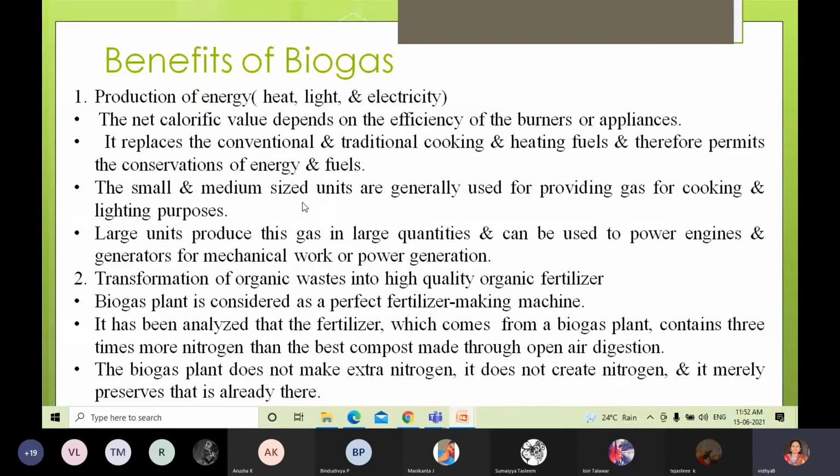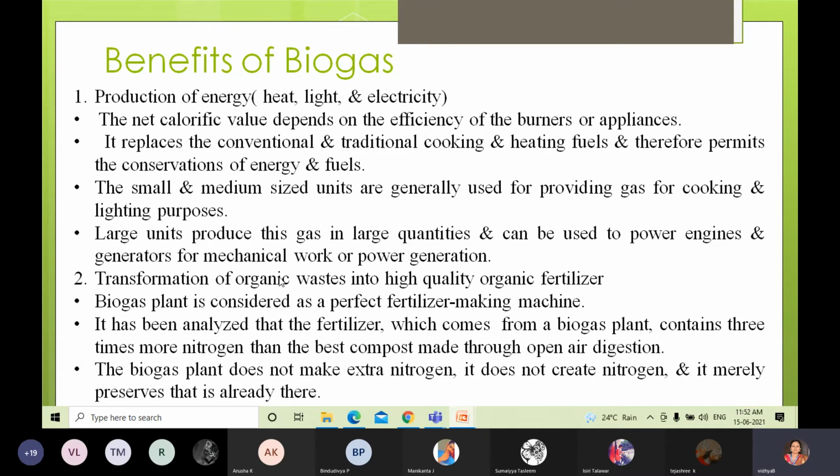The small and medium sized units are generally used for providing gas for cooking and lighting purposes. Large units, that is the output we get from the biogas, produce gas in large quantities, and it can be used for power engines and generators for mechanical work or power generation.